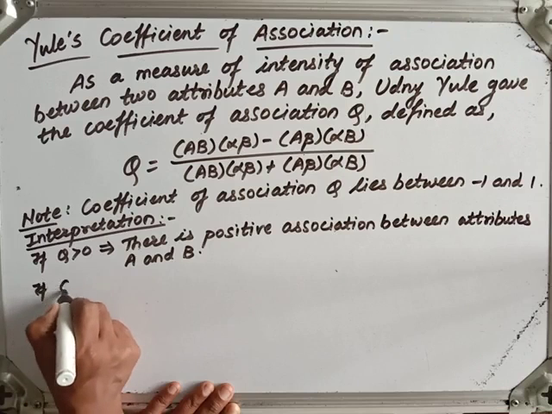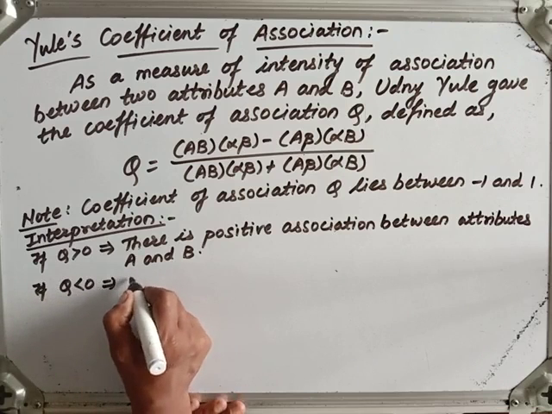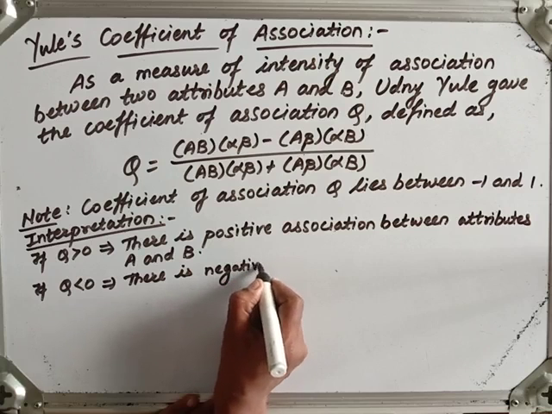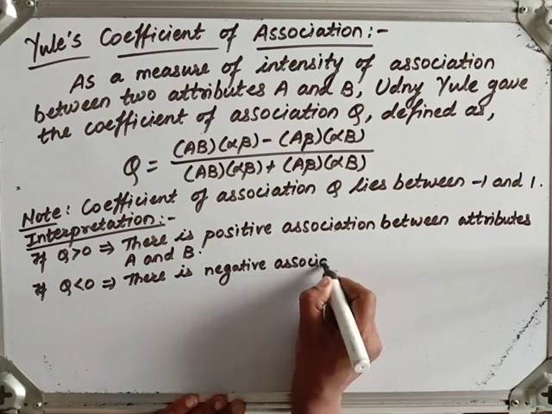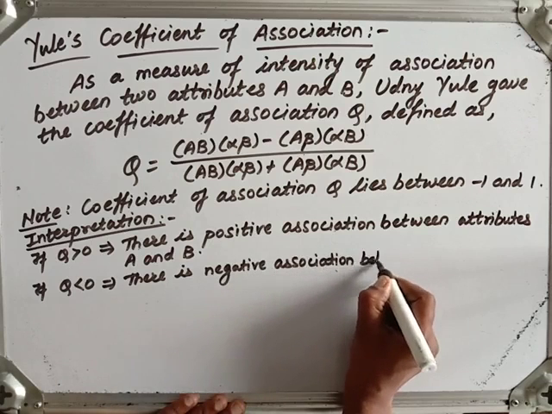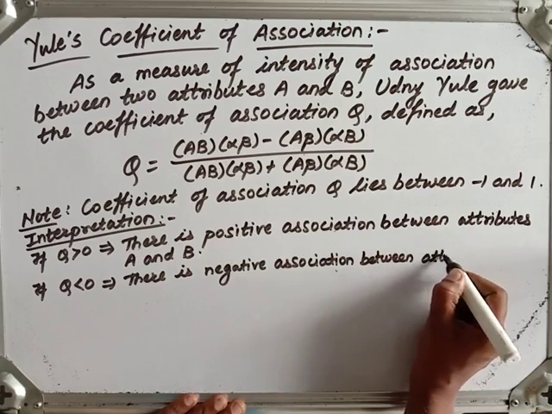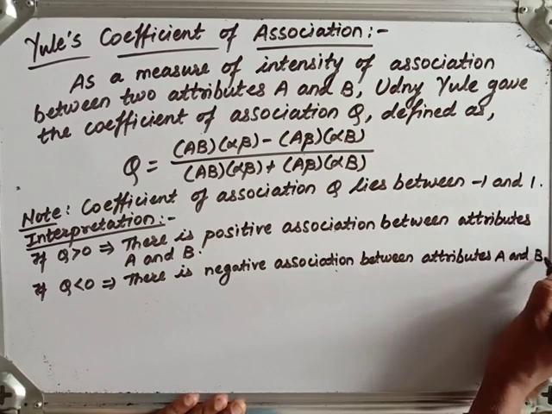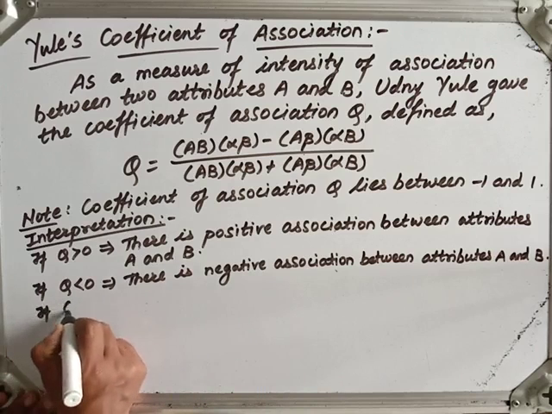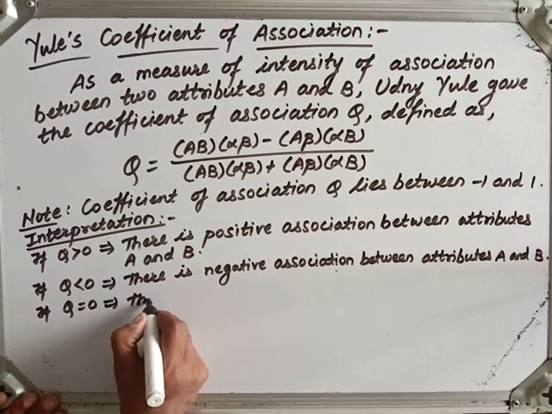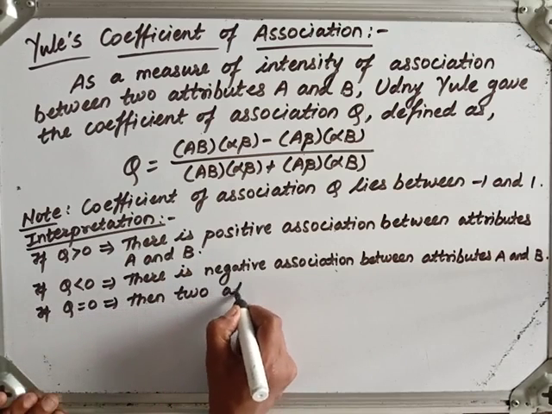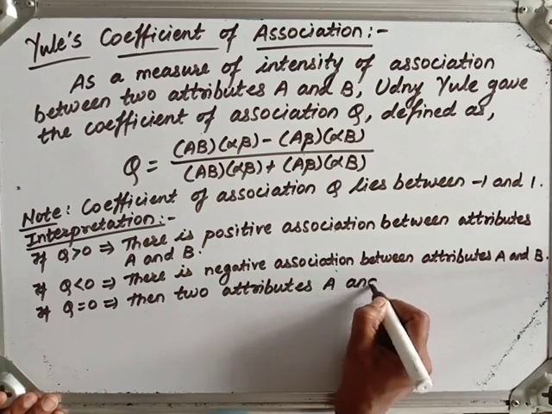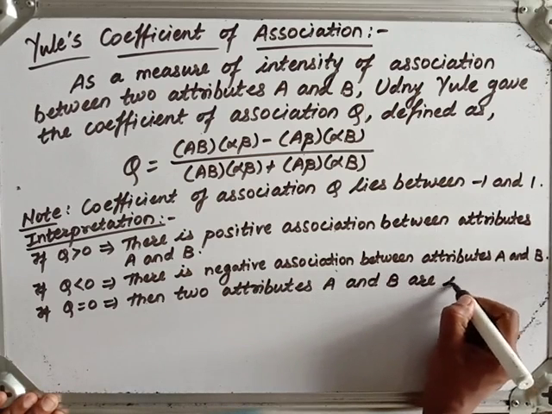If Q is less than 0, there is negative association between attributes A and B. Again, if Q is 0, then the two attributes A and B are independent.